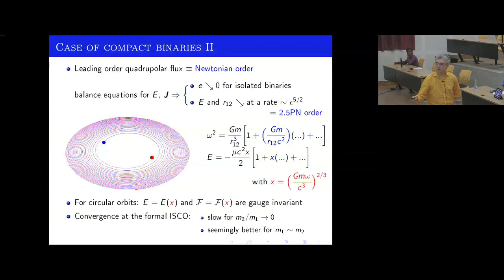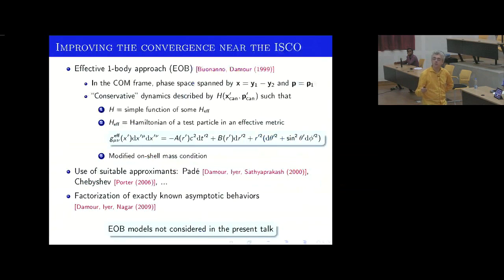The convergence of the post-Newtonian series is not very good near the innermost stable circular orbit, defined a bit formally in that case. It becomes also very slow when the mass ratio is far from 1. Things improve for comparable masses. We may cure that using the effective one-body approach introduced by Buonanno and Damour in 1999.